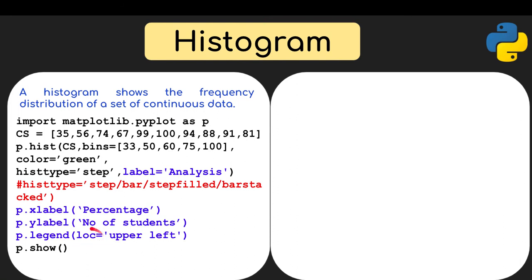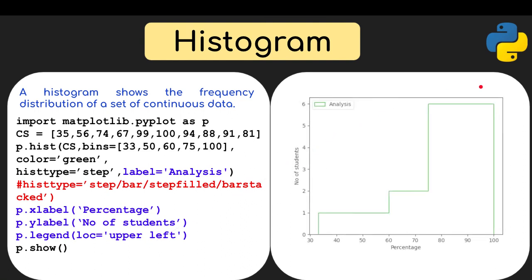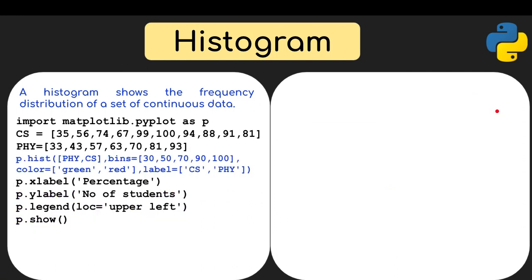So I can also provide the location of the legend. See if it's coming on the right hand side of the graph, like if I just show you the graph right now, it is coming on the upper left. If you want to show on the right side, you can say upper right, and so on.